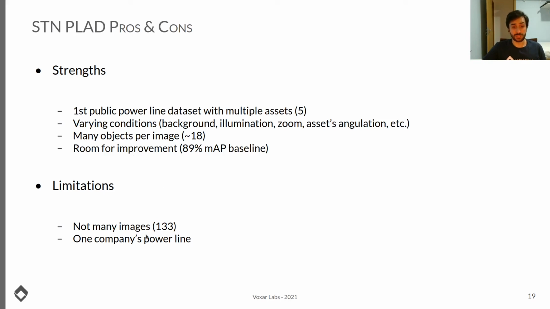As for the limitations, there are not many images, since there are only 133 images. However, those images have very high resolution to overcome that problem. And the other limitation is that the images are from only one power line company.